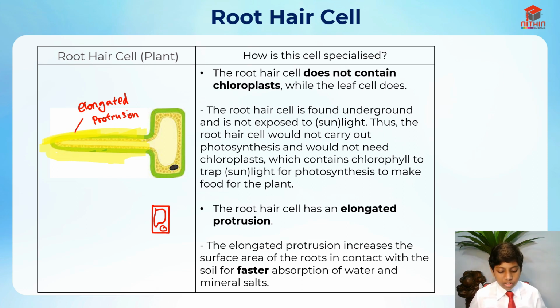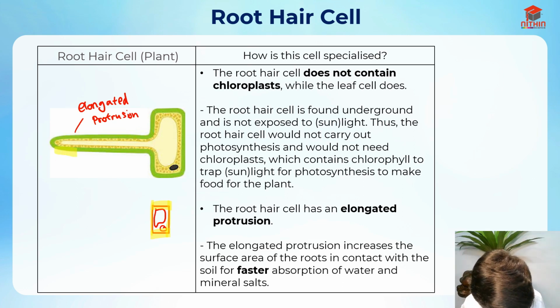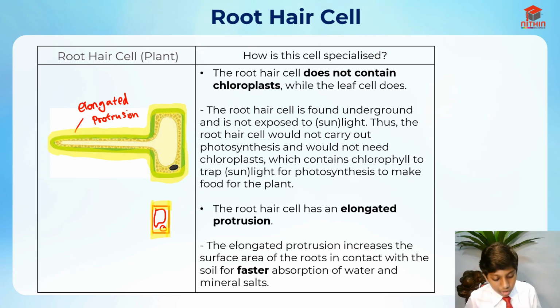Okay, and most of the root hair cells have this elongated protrusion. If there is no elongated protrusion, there are only these four sides in contact with the water and mineral salts for absorption. But when there is this elongated protrusion, let me highlight the area that is going to be in contact. See, this whole area is going to be in contact, so it actually has a larger area.